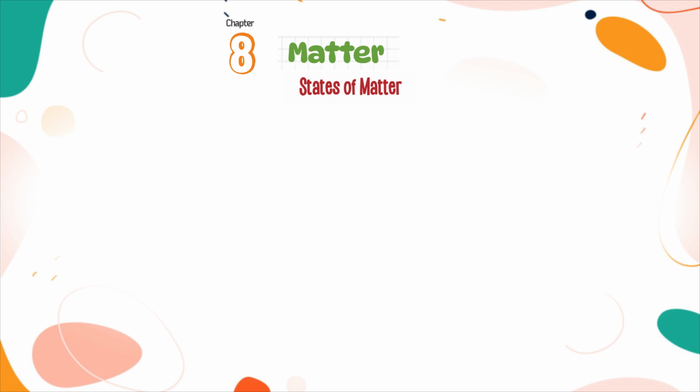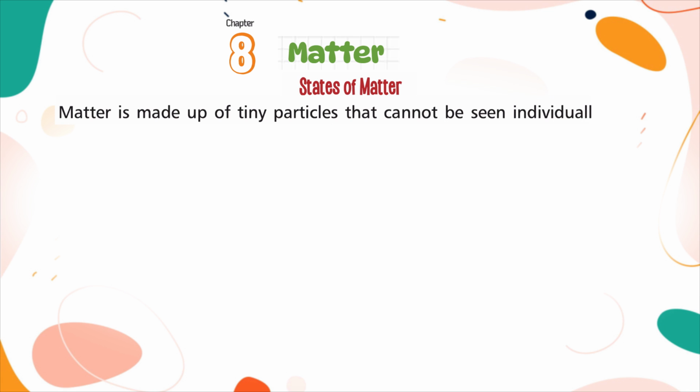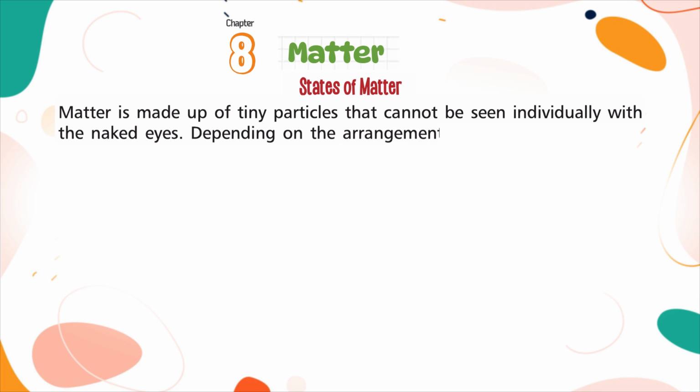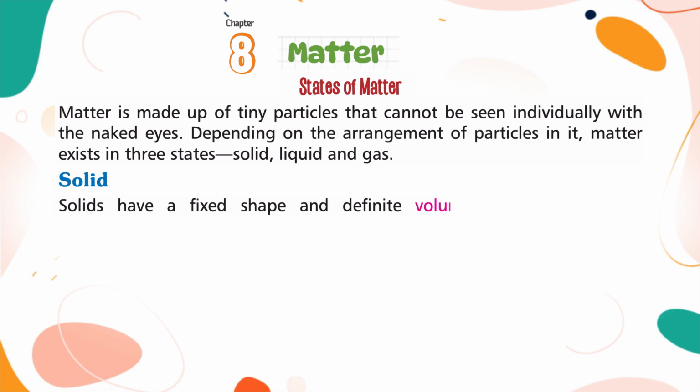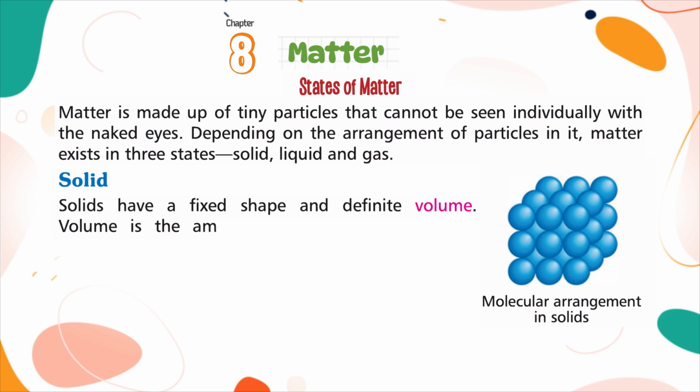States of matter. Matter is made up of tiny particles that cannot be seen individually with the naked eye. Depending on the arrangement of particles in it, matter exists in three states: solid, liquid, and gas. Solid. Solids have a fixed shape and definite volume. Volume is the amount of space that an object occupies.